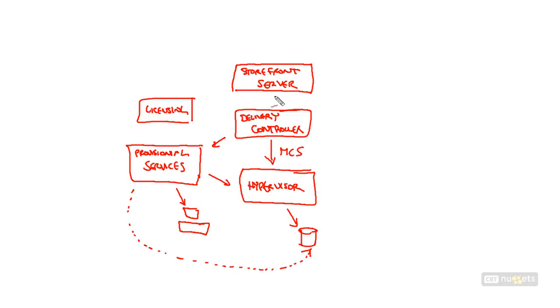So StoreFront then talks to the delivery controller after a user logs in to say, hey, what kinds of assets does this user, or should this user, be working with? What published applications? Which desktops should they have access to? Do they have access to their own desktop in the case of Remote PC?